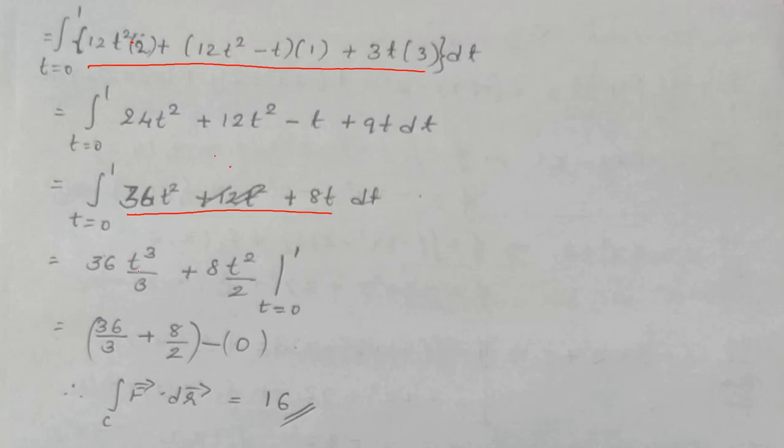I got 36 times t cube by 3 plus 8 times t square by 2, since the integral of t is t square by 2. Substitute the limits 0 to 1. The upper limit is 1, so 36 by 3 plus 8 by 2, minus the lower limit. When I substitute the lower limit, since t is present, it will be 0. Simplifying this, I got the f dot dr value as 60.